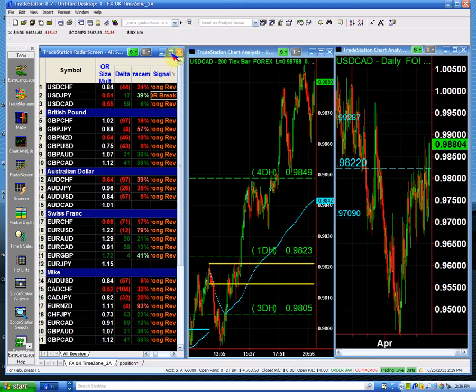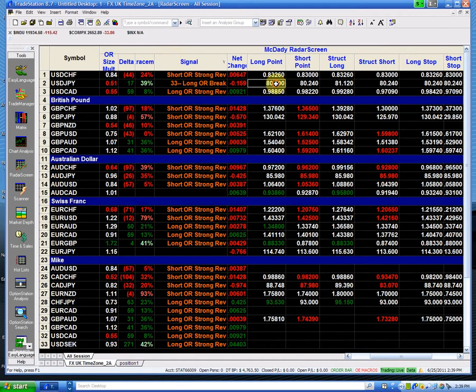So our buying point, let's go through the CAD. We're going to buy it above 98.55. My structure long is 99.28. My stop is 98.42. That is the market side.